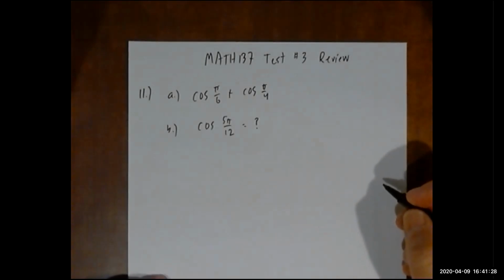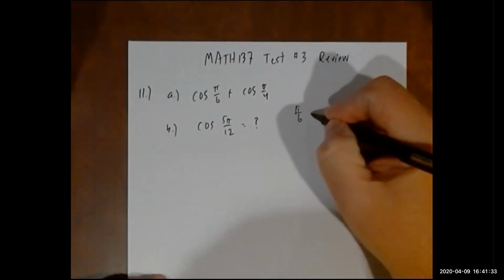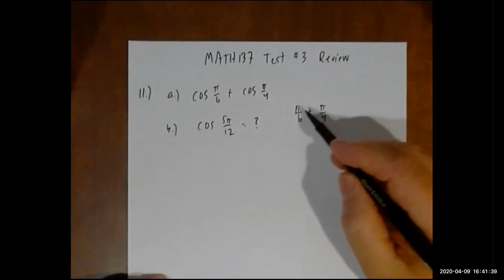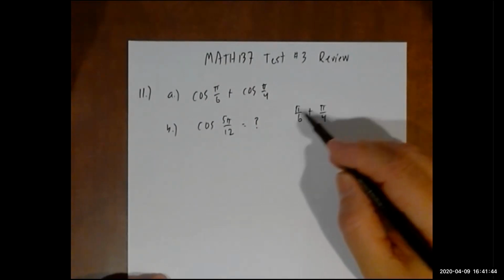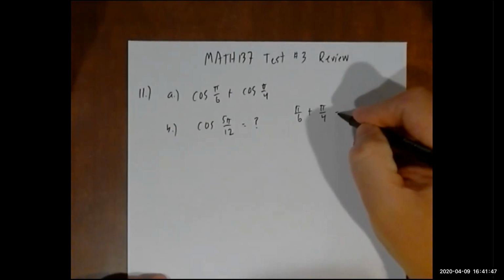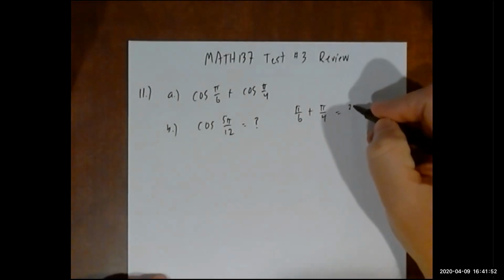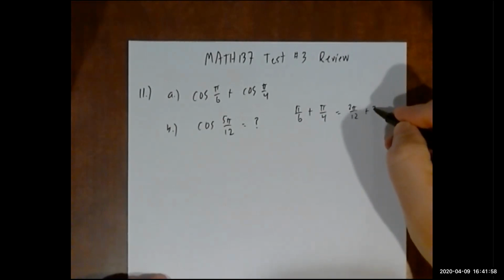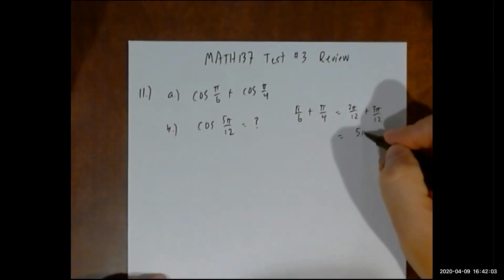And in this case, you realize that if you take pi over 6 and add pi over 4, these are both special angles. I know the trig functions for these two angles. Now, if you add these together, we have to get a common denominator, which would be 12. So pi over 6 is 2 pi over 12. Pi over 4 is 3 pi over 12. And now you add them together, and lo and behold, you get 5 pi over 12.